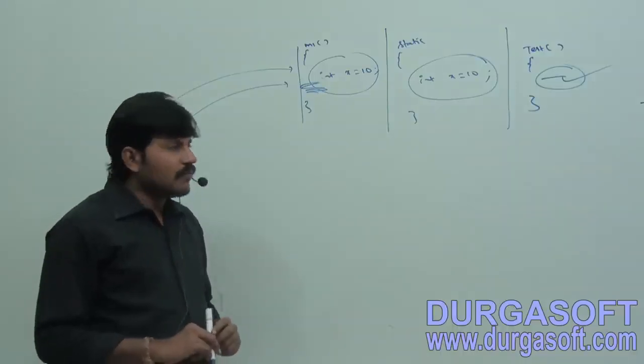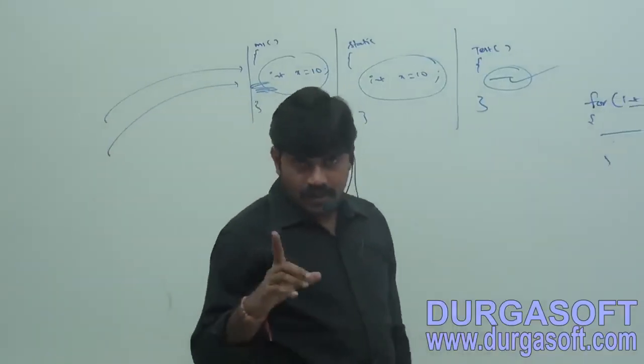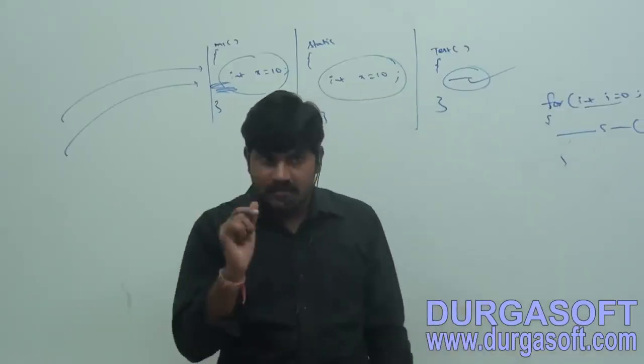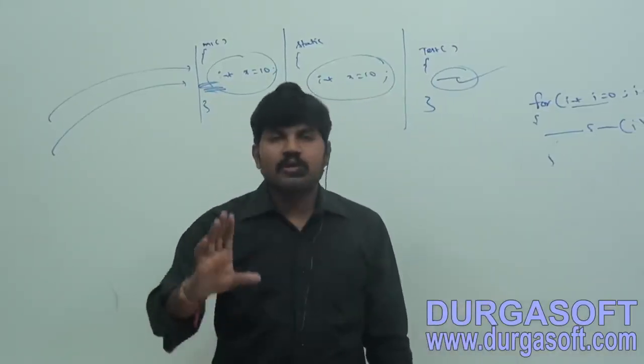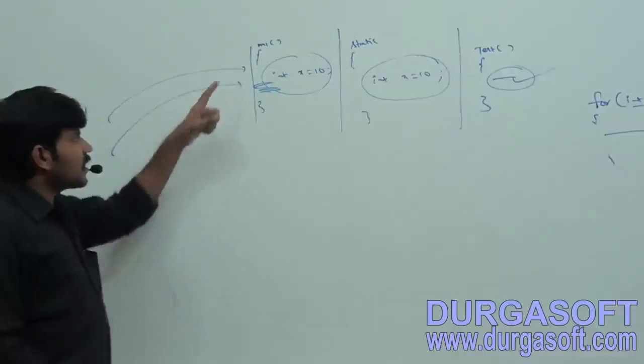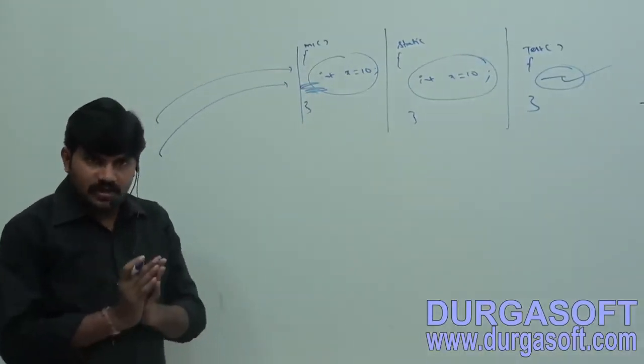Suppose I call the M1 method 10 times, how many times will the local variable be created? 10 times. Don't think one time. For every execution of that block, a local variable will be created. After completing that block, the local variable by default will be gone. Are you able to understand?